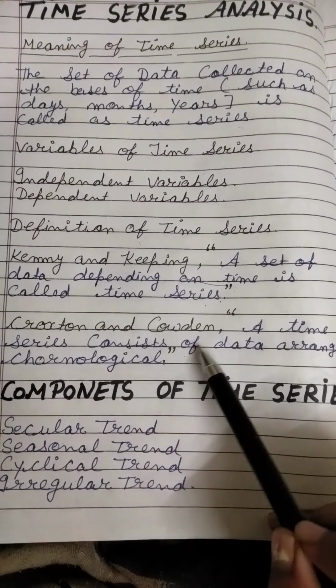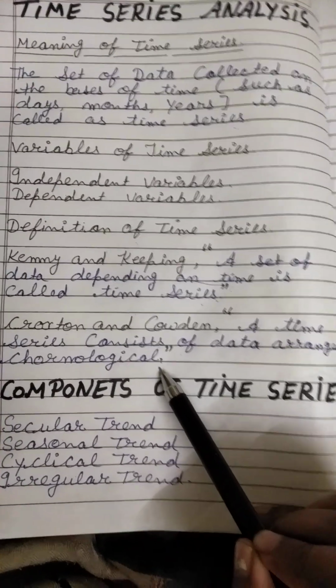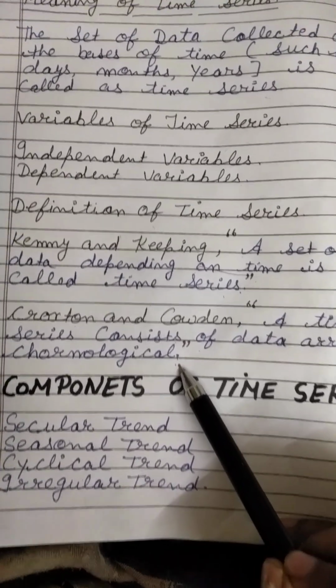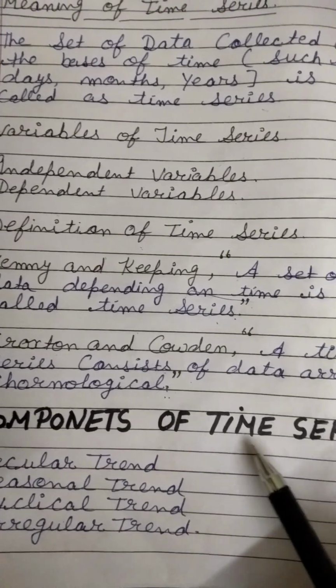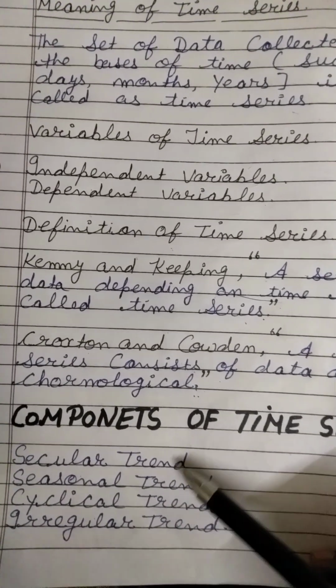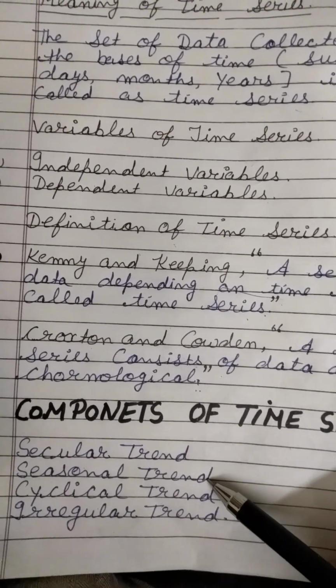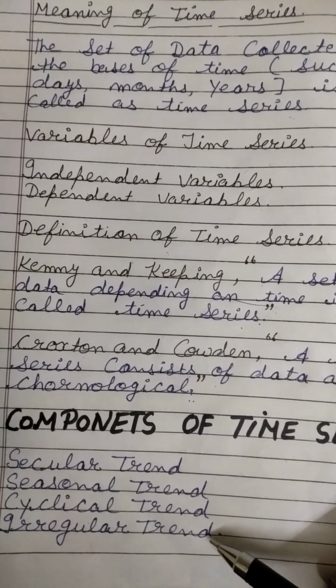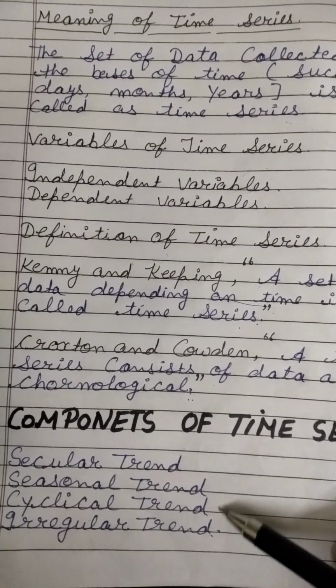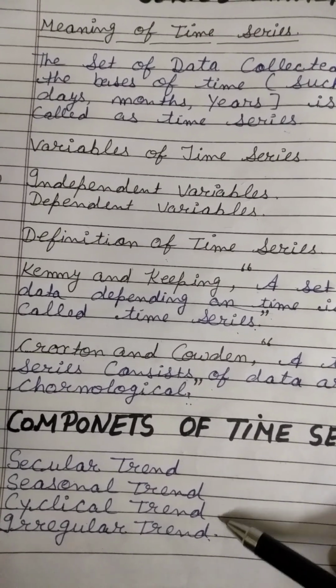chronologically, कि वो डाटा जो क्रोनोलॉजिकली अरेंज किया जाए, किसके अंदर किया जाता है, टाइम सीरीज में किया जाता है. ठीक है. Now we have components of time series. We have 4 components of time series. First one is secular trend, seasonal trend, cyclical trend and irregular trend. Now we will discuss these 4 variations one by one.